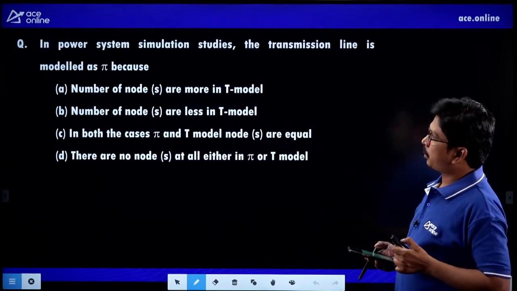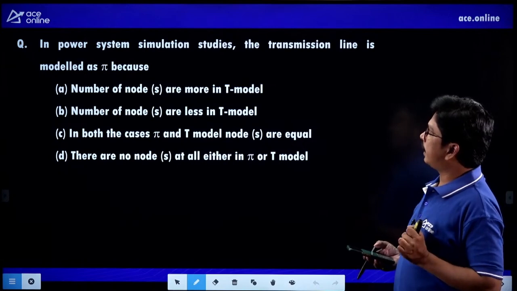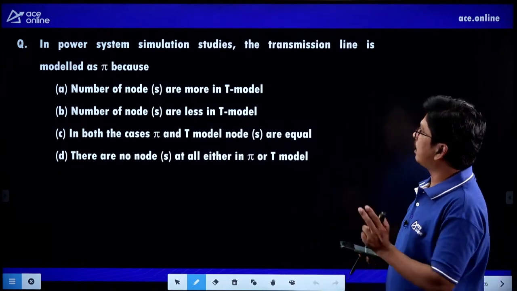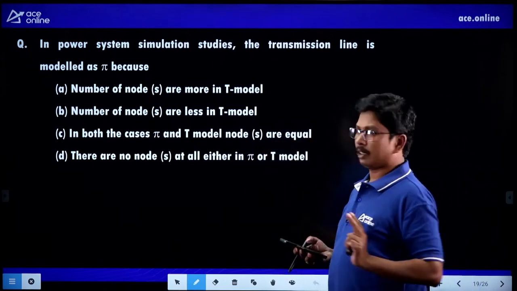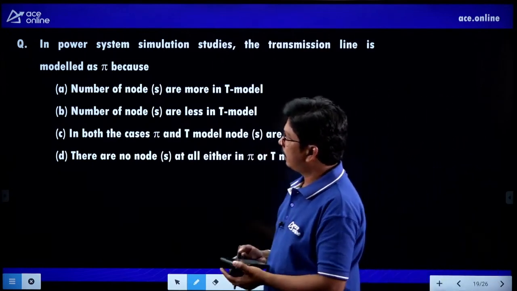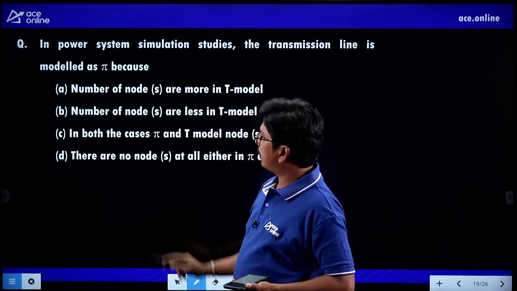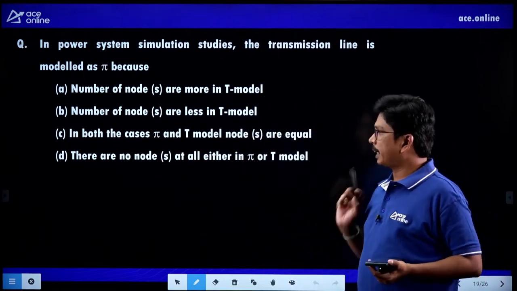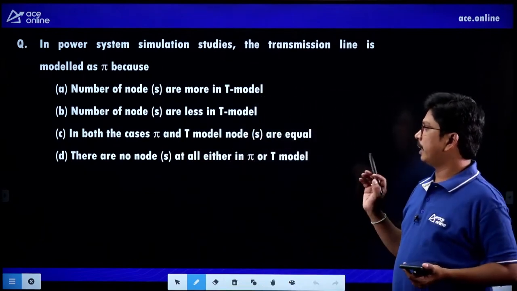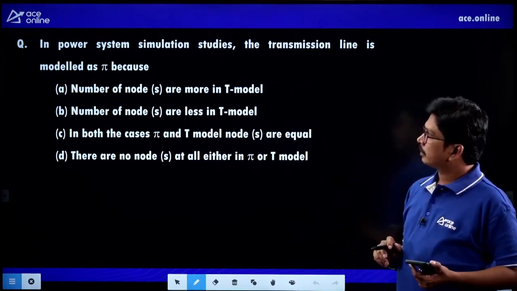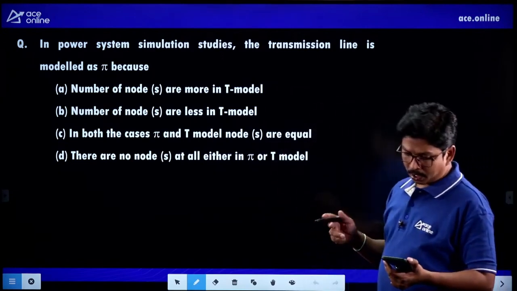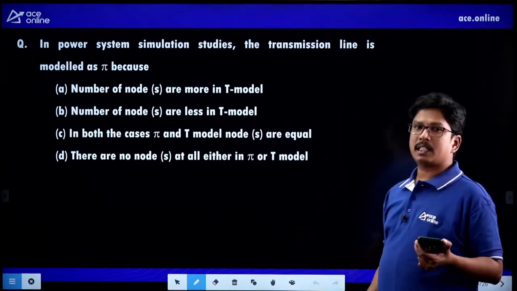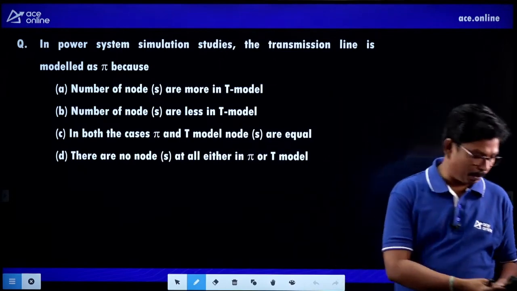Right. Next question. In power system simulation studies, the transmission line is modeled as pi. Why do we model the transmission line as a pi model? The options are: the number of nodes is more in the T model, the number of nodes is less in the T model, in both cases pi and T model the number of nodes are equal, or there are no nodes at all in either model. So why do we represent the transmission line as a nominal pi model?